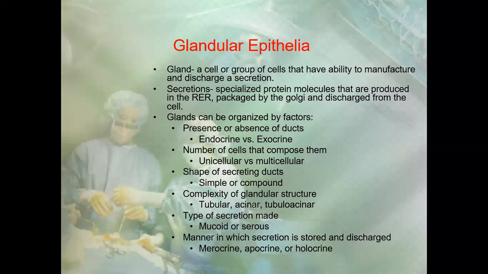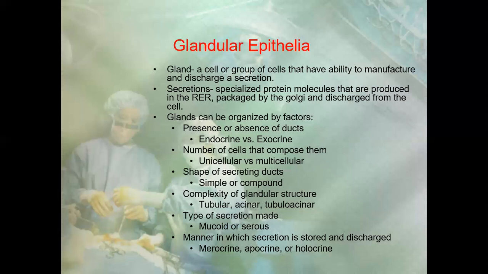And finally, we're going to categorize our glands by how do they release their secretion. We have 3 different types of glands: merocrine, apocrine, and holocrine. Again, you don't have to be furiously writing every word down. I've got slides that are going to go over every single one of these. This is just kind of an introduction slide.